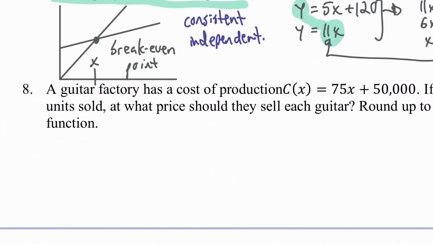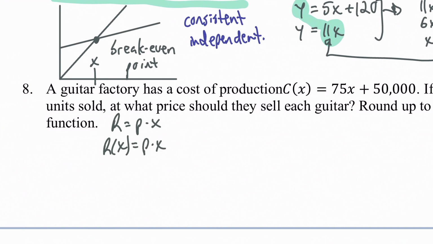So this revenue function down here, revenue is going to equal some price times X, the number of guitars sold. Or in other words, we can call this a function R of X equals P for price times X. And X is the variable, P is a numeric price. They're asking us, at what price should they sell each guitar? They're asking us to find that P value. They want to know this number P. What is that supposed to be?